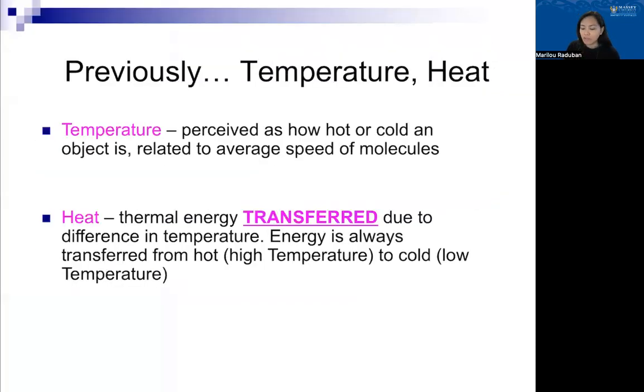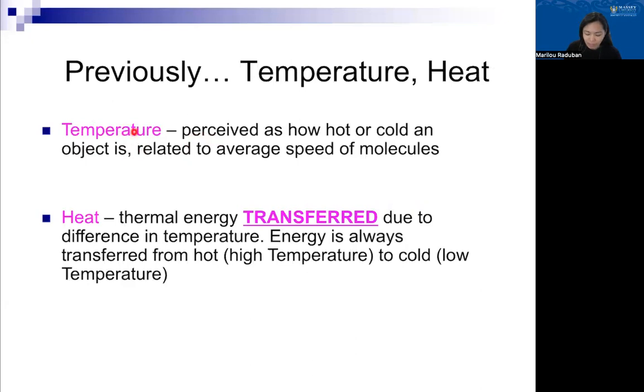Previously, when we started the topic on heat, we started by defining what temperature is. And we said that temperature is perceived as how hot or cold an object is. We've seen that it's related to the speed of the molecules, so that the higher the temperature is, the faster the molecules in the object move, and that causes the expansion of the object in general.